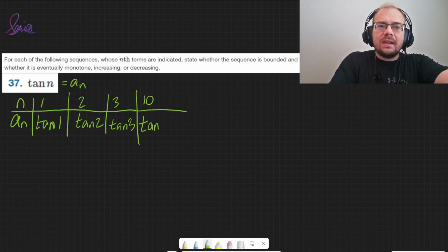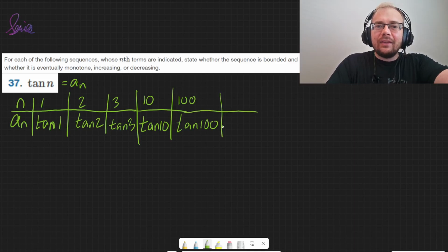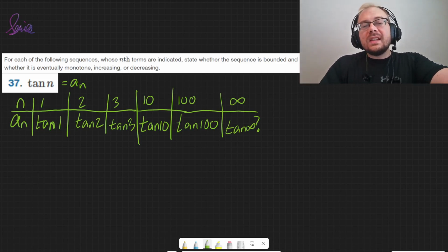So let's go, we'll skip a few. Tan 10, 100. Oh, almost put theta. Tan 100. And these are radians, right? And then is it doing anything when we go to infinity? Like what is that? To see if there's a limit.